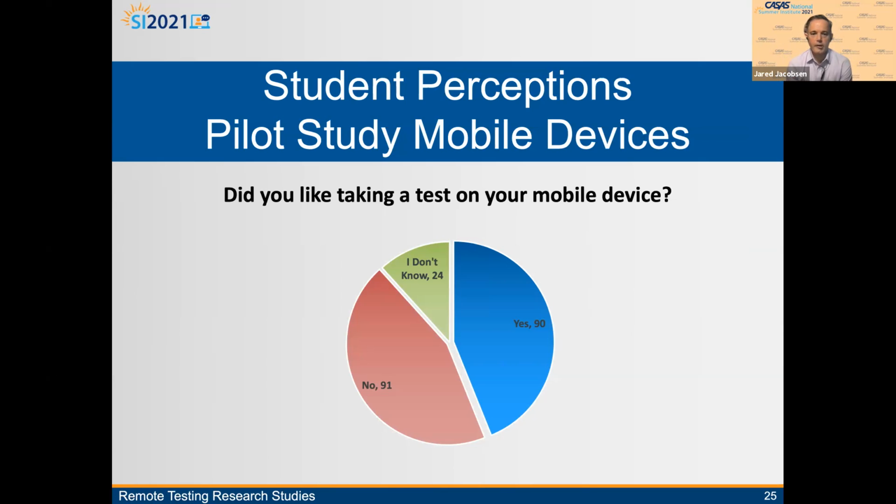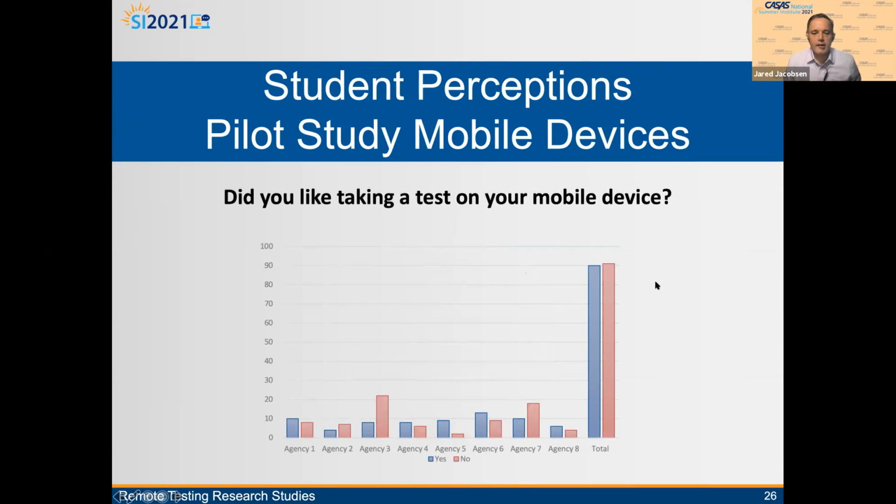So this is pretty interesting because you can kind of look at it like it depends on your perspective in some ways. This is a brand new process, taking a test on your mobile device remotely, and about half of the respondents said they liked it. They liked taking the test on their mobile device. That could be seen as a positive. However, 91 said they did not. So that definitely could be seen as a negative. What you might initially take away from this is it's very mixed, and taking a test on a mobile device is not for everyone. Like I said, initial results, but that's what we see so far.